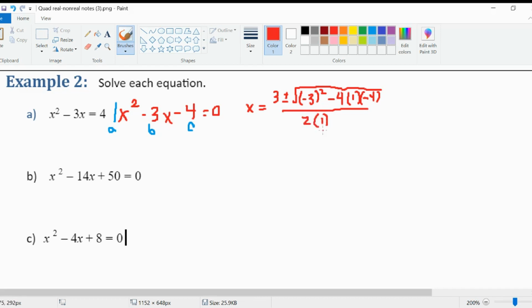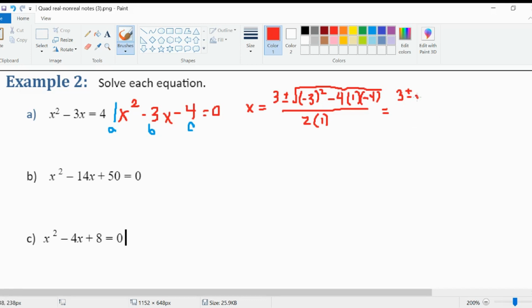And then we have a little simplifying to do. So all of our simplifying is going to be this discriminant. That's what we worked on in our warm-up, that b squared minus 4ac. So I'm still going to have 3 plus or minus. Now my discriminant in here is going to be 9, for when I do this -3 squared, that's going to be 9. And then minus 4 times 1 times -4. Well, 1 times -4 is -4, and then this is a -4, so that's going to be -4 times -4, which is 16.